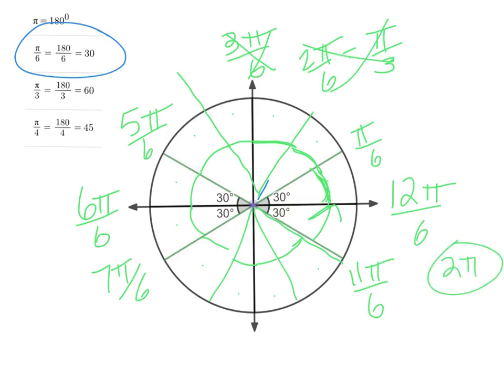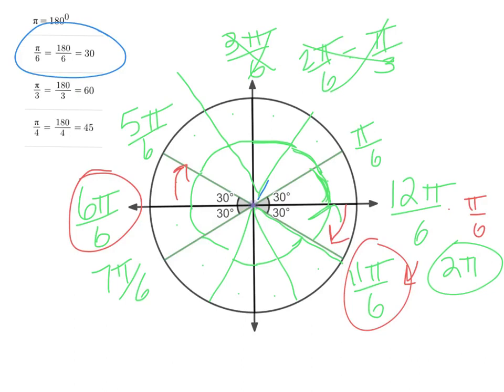But here's the thing. If you go back 1 from 12 pi over 6, 12 pi over 6 minus pi over 6 gives you 11 pi over 6. And if you're at 6 pi over 6, if you go back 1, minus pi over 6 is 5 pi over 6. And if you go forward 1, 6 pi over 6 plus pi over 6 gives you 7 pi over 6. So you really don't actually have to count all around.